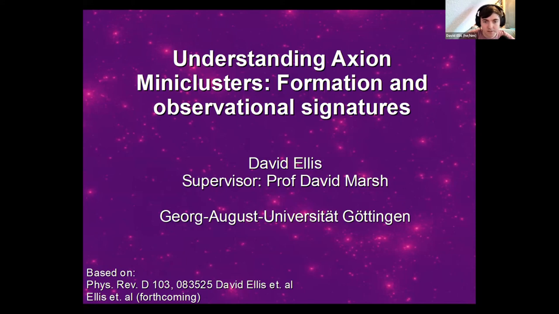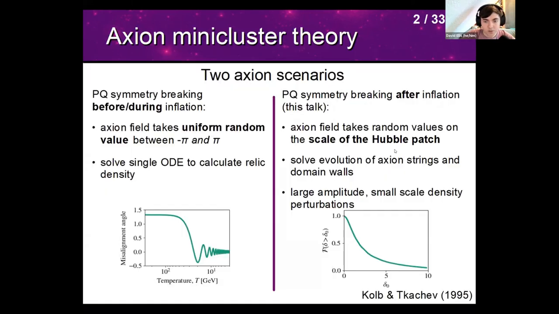I'm a PhD student at the University of Göttingen, working with Professor David Marsh, or some of you may know him as Doddy Marsh, and I'm working on the formation of axion miniclusters and trying to figure out how we can go about seeing them. So just a quick summary of the background theory. As some of you may know, the axion has a global U(1) symmetry, and there are two different scenarios depending on whether this is broken during or before inflation, or afterwards.